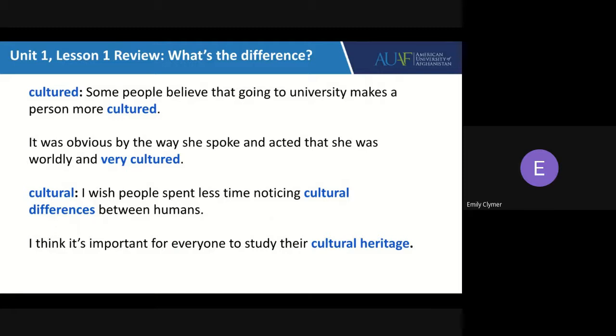Now, lastly, how to use cultural, another adjective, in a sentence. I wish people spent less time noticing cultural differences between humans. Cultural differences is probably the most commonly used collocation with the adjective cultural. As well as the next, I think it's important for everyone to study their cultural heritage. And in this expression, cultural heritage would be the cultural background of a person, what they inherit from their ancestors.